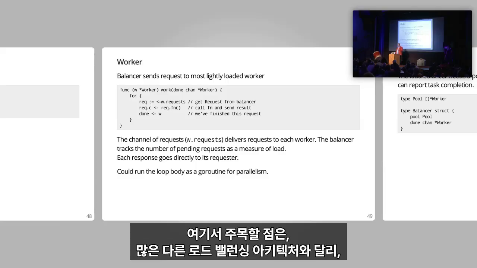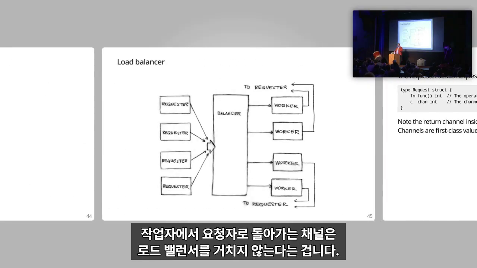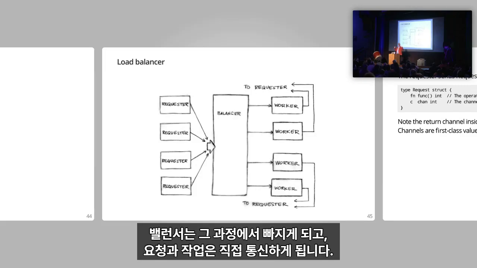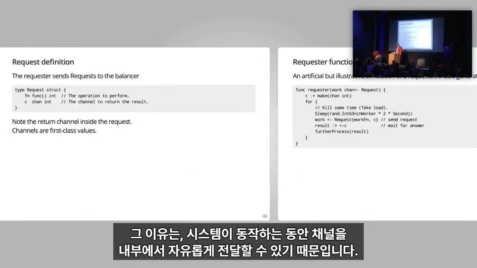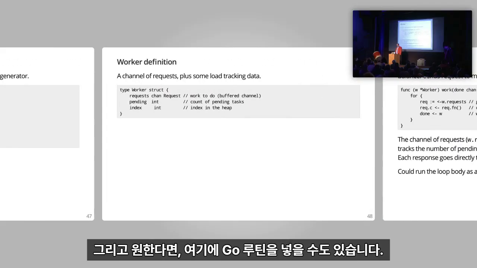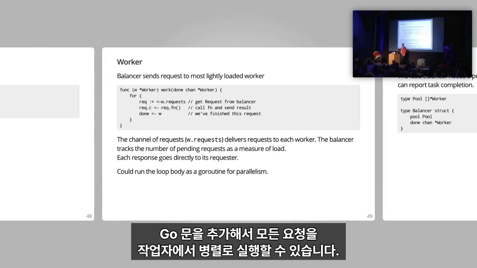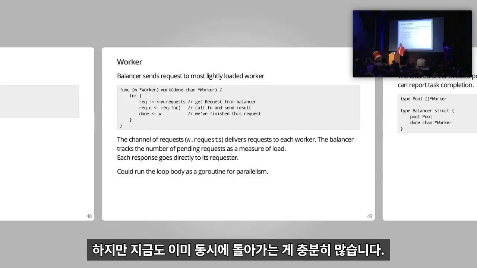Now, notice that unlike a lot of other load balancing architectures, the channels from the worker back to the requester do not go through the load balancer. Once the requester and the worker are connected, the balancer's out of the picture, and the worker and the requester are talking directly. And that's because you can pass channels around inside the system as it's running. Okay? And then, if you want to, you could also put a go statement inside here and just run all these requests in parallel on the worker. It would work just fine if you did that, but that's enough going on at once already.